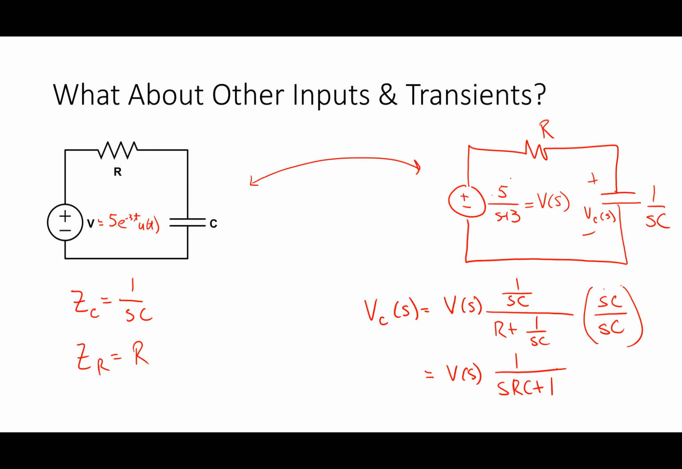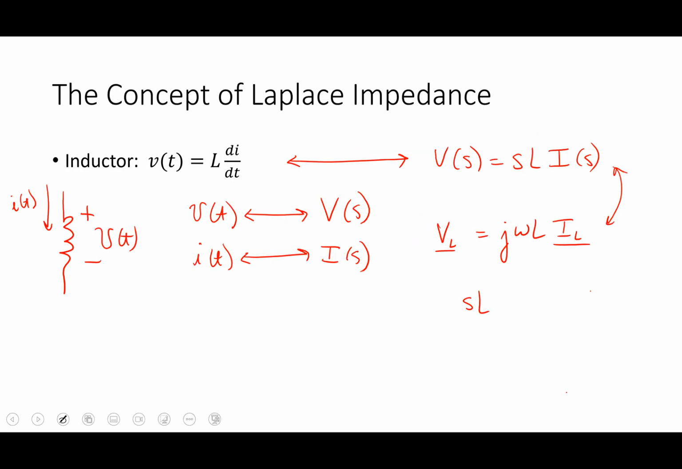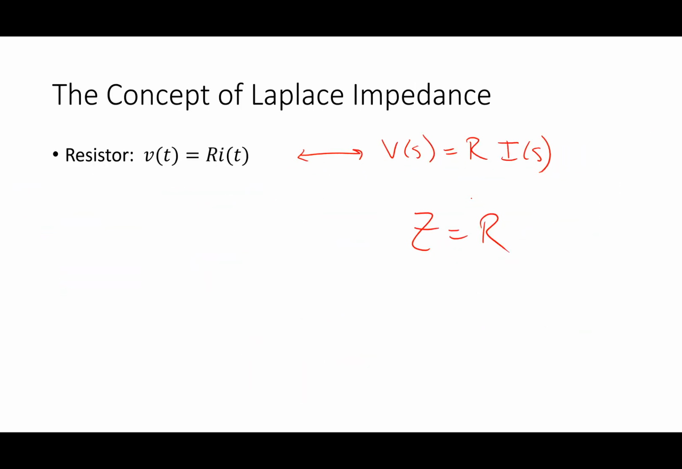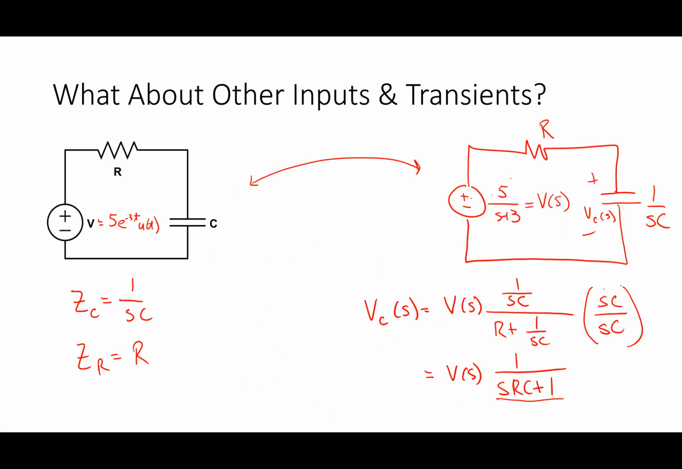Now, this result that I have right here, V of S times this, is the exact same thing I got when I wrote out the differential equation and took the Laplace transform of the differential equation. So it says that I can basically use the same approach, just the impedance approach, to always write out the relationship. I can get to this generalized approach that I can use for any type of input.